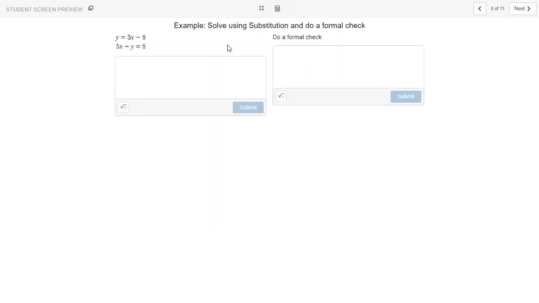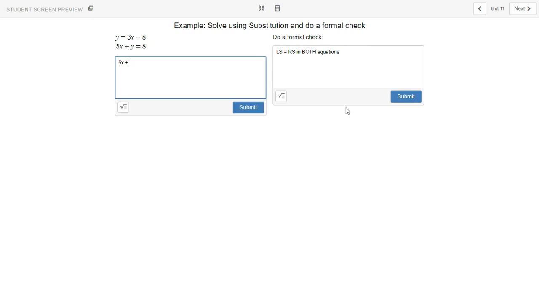One more example. I want you to solve this using substitution, and then we're going to do a formal check. Just a reminder, a formal check means that we need to know if the solution is going to show that the left side is equal to the right side in both equations. Nice thing here, the first equation is already rearranged, so we're going to just substitute the first equation into equation 2.